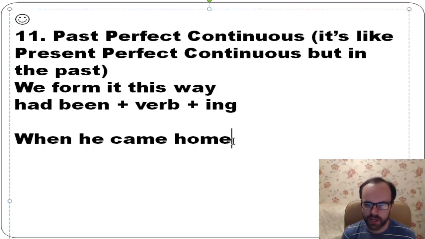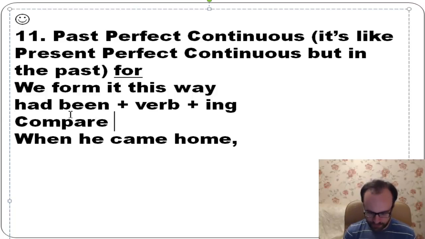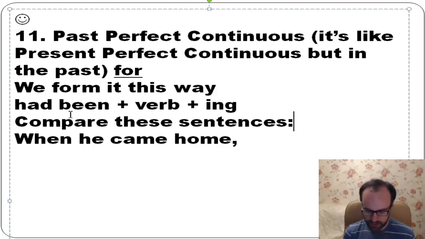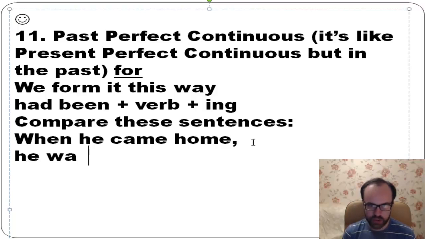So when he came home, and we use "for" with past perfect continuous. When he came home, look, compare these sentences. When he came home, he was watching TV.